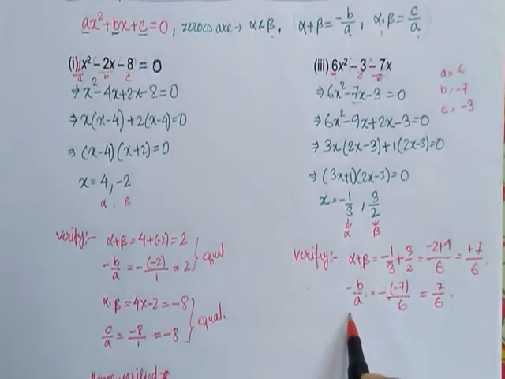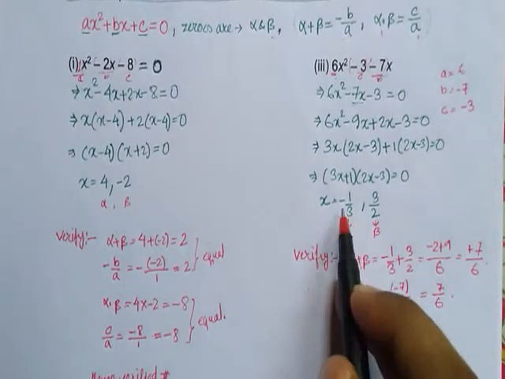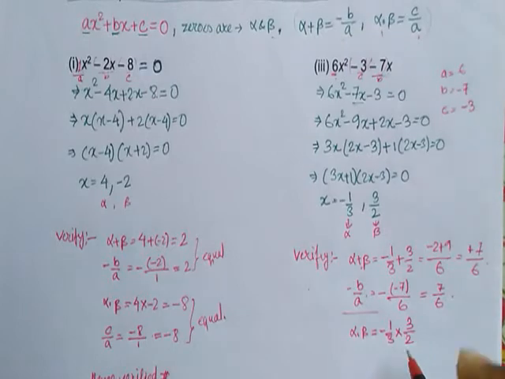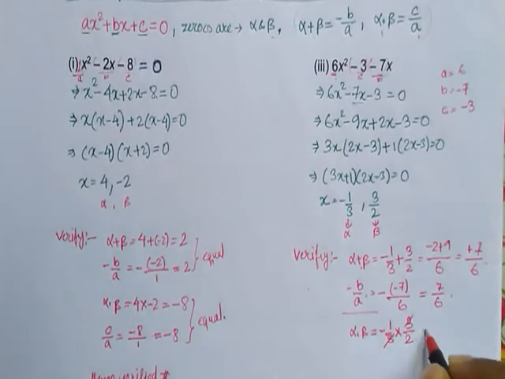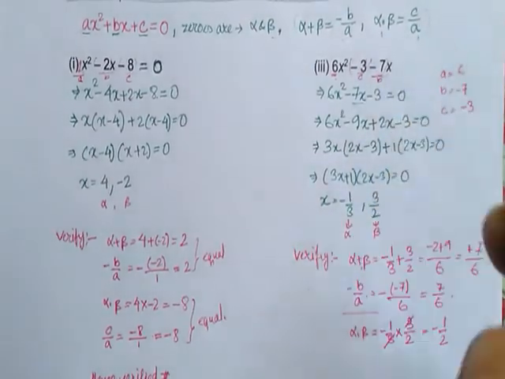Now for the second condition, the product of the roots, alpha into beta, is equal to minus 1 by 3 into 3 by 2. The two 3's get cancelled and the answer is minus 1 by 2. And the right hand side of the second condition is c by a.